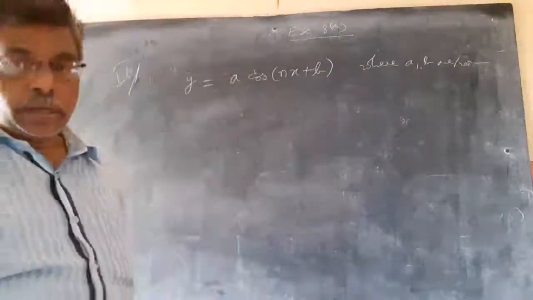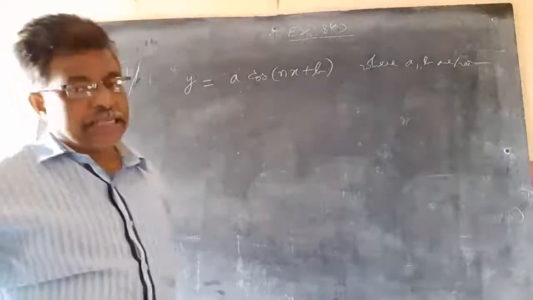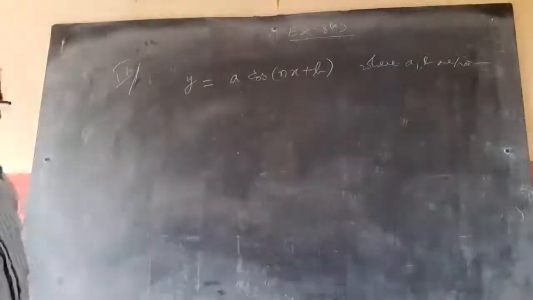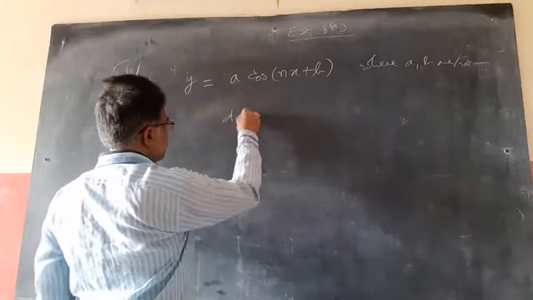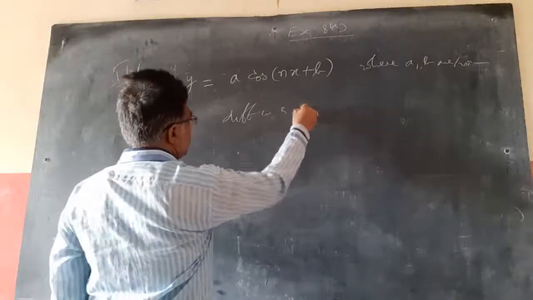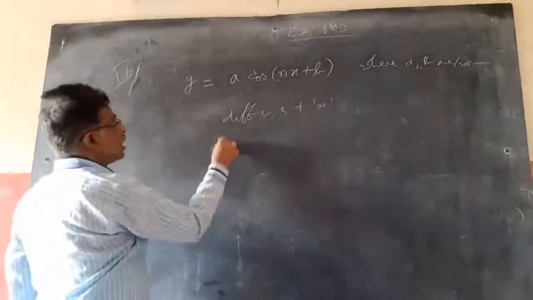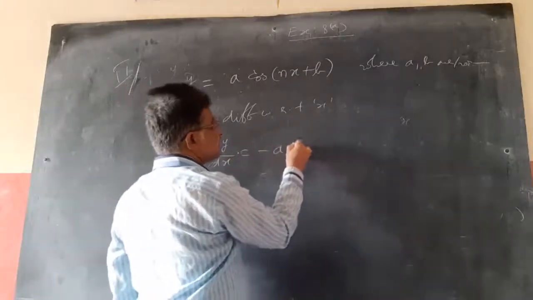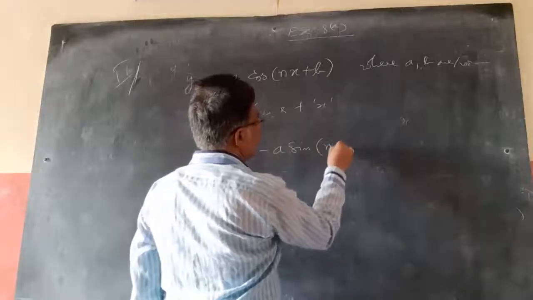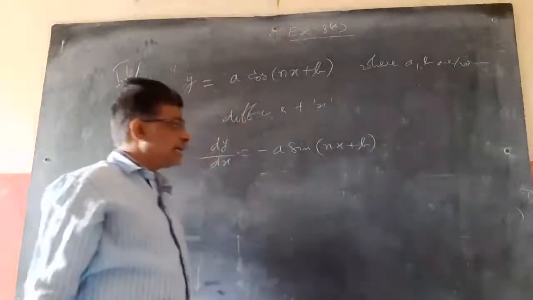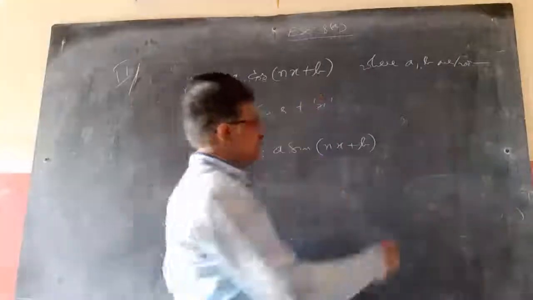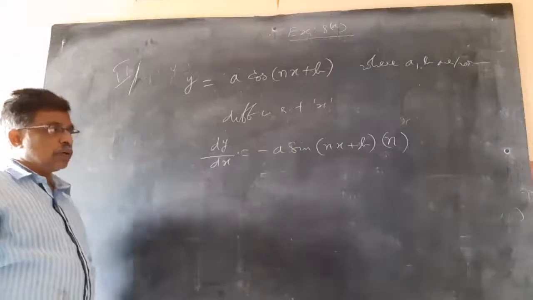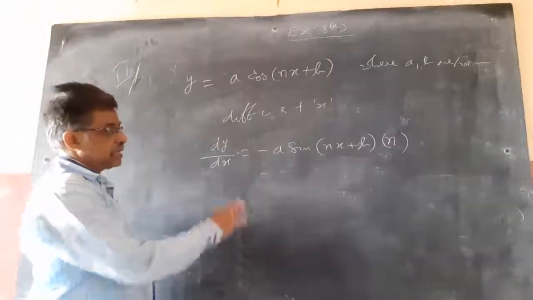Next question. y = a cos(nx + b), where a and b are parameters. Now differentiate with respect to x. So dy/dx equals a into the derivative of cos, which is minus sin, of (nx + b), into the inner derivative: the derivative of nx is n, but the derivative of b is 0. So it becomes minus na sin(nx + b), the first derivative.